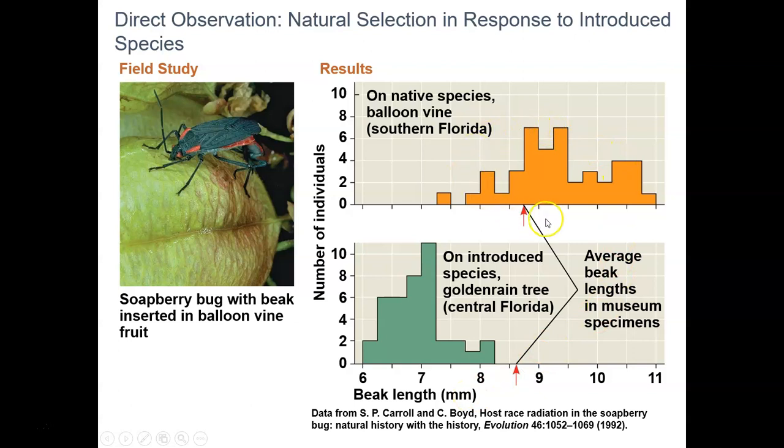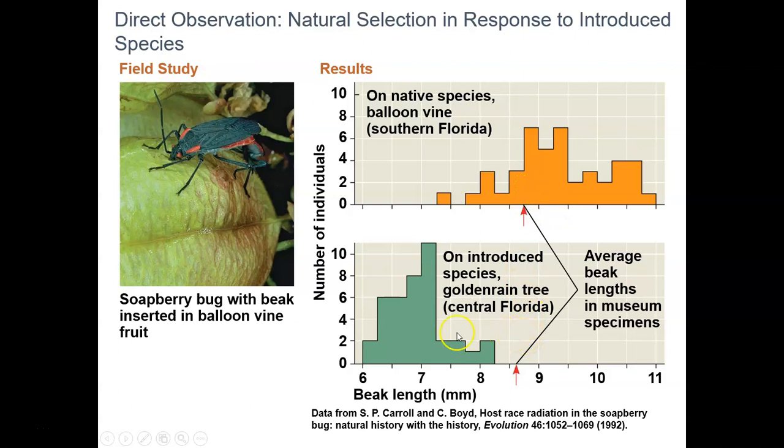In southern Florida, where the native species still exists and soapberry bugs still feed on the balloon vine native species, the mean beak size is pretty similar to what we see in the museum specimens. Maybe it's a little bit longer than museum specimens, but pretty close.